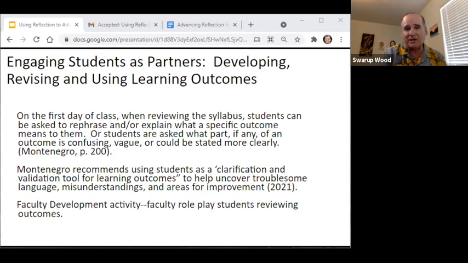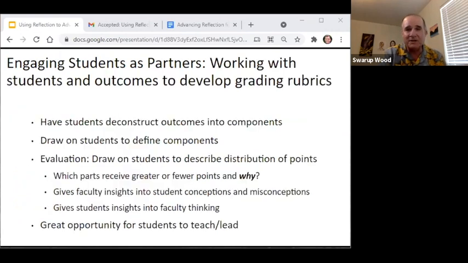Another great way of using outcomes with students, next slide, please, Dan. Thanks. Is to work with students and outcomes to develop grading rubrics. I love doing this with students. It's such a great way to see into their thinking, and also to use students as leaders in the class.